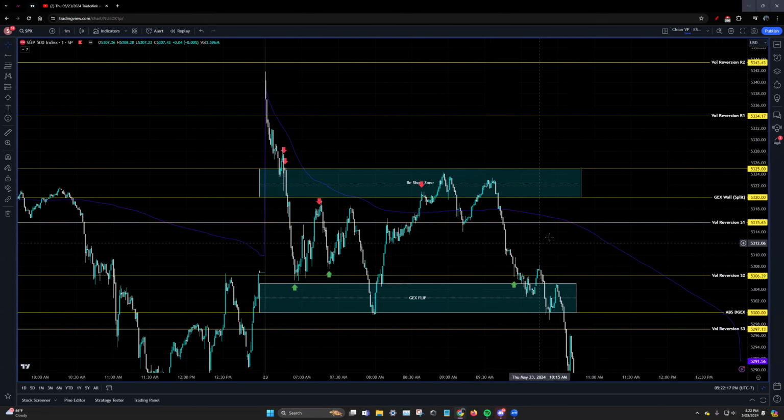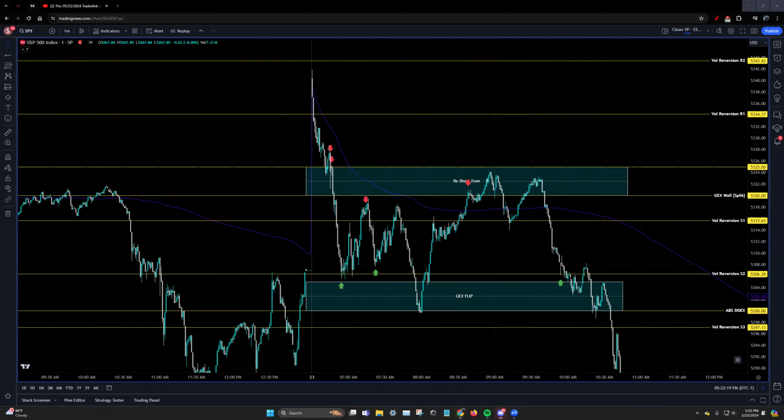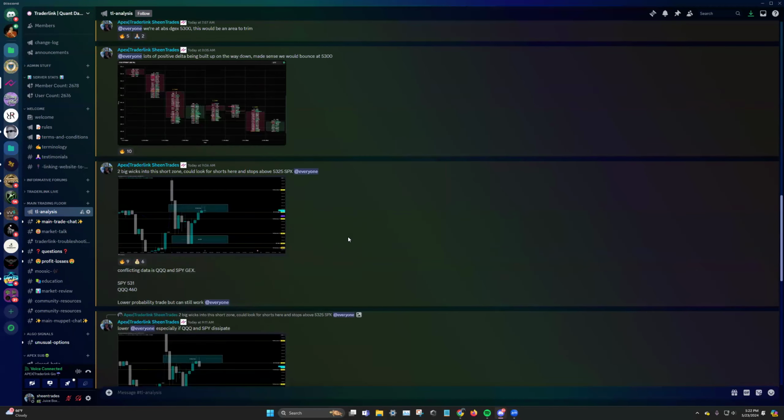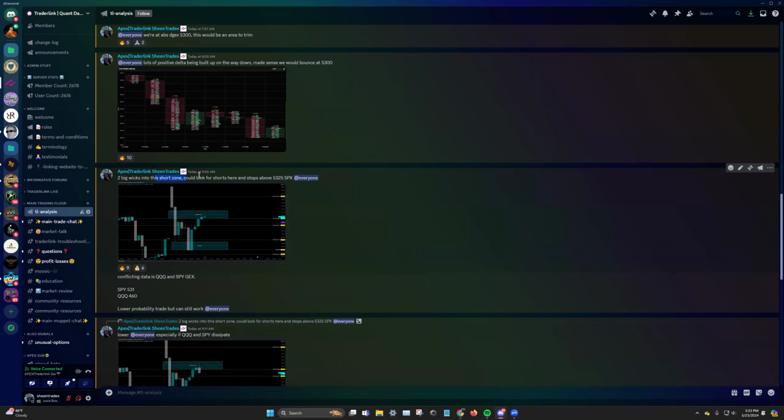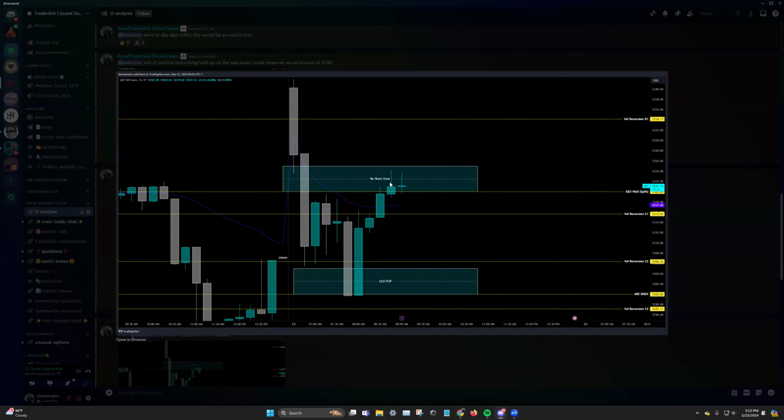Where would you put your stop loss? Okay, so this was my stop loss. I said it very, very clearly: two big wicks into the short zone, could look for shorts here, and stops above 53.25 SPX. That was exactly where I had my stop loss. So if we had a 5-minute close over 53.25, I would have stopped out. Once again, the 15-minute had very nice wicks.